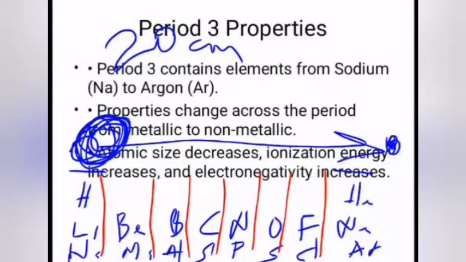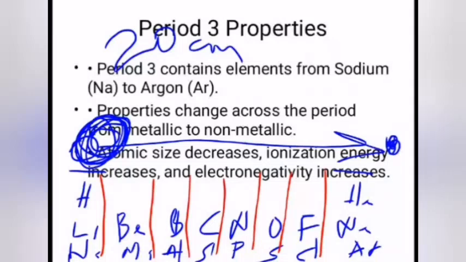So when you go down the group, atomic size increases, and the reason for the increase is the increasing number of shells. As the number of shells increases, because hydrogen has just one shell, lithium has two shells, sodium has three shells, the shells keep increasing as you move down.